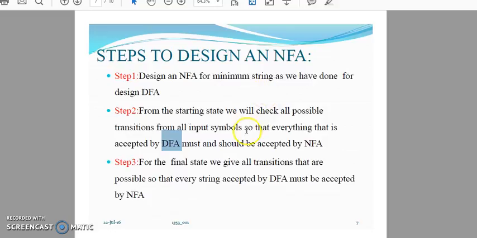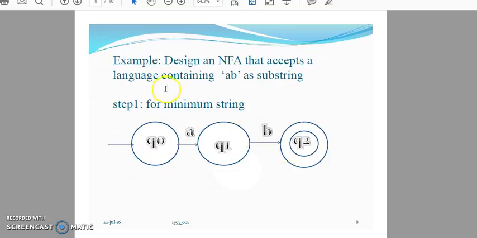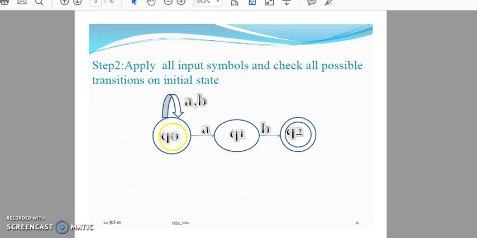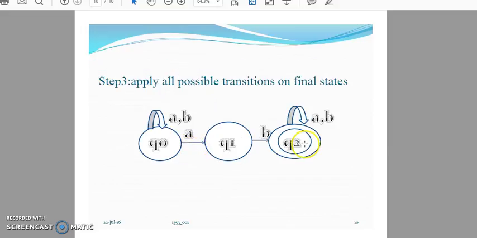For example, if we are going to design an NFA that accepts the language with ab as a substring, we will have a minimum string and the corresponding transition diagram looks like this, and the initial state is given all the possible transitions like here. In the same way, applying step 2, step 3, for the accepting state, all possible transitions on the final state. In this way, we are going to design the corresponding NFA. Thank you.